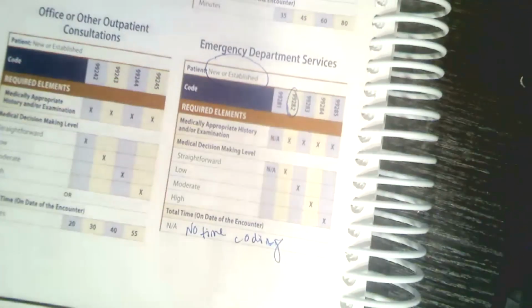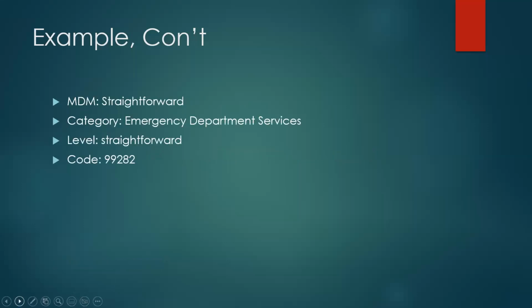All right. So let's go back to our PowerPoint. So again, we had MDM that was straightforward. It's emergency department services. Level is straightforward, 99282. That's what we have selected, and we've seen two different ways to do it. So this was fairly simple.